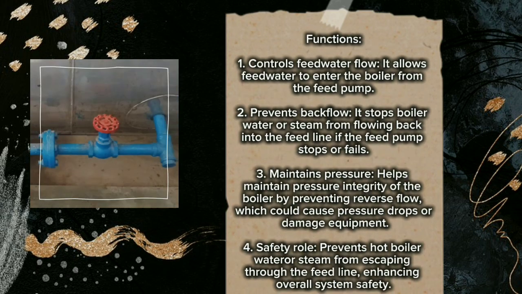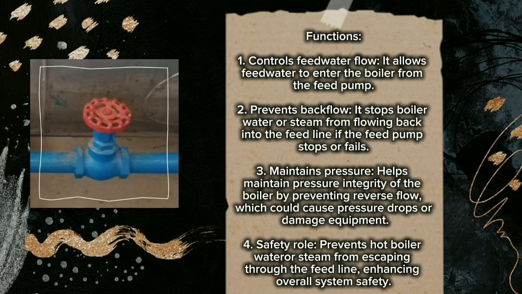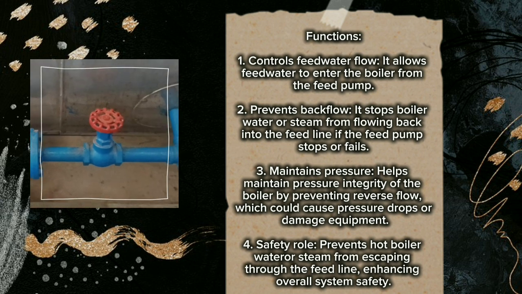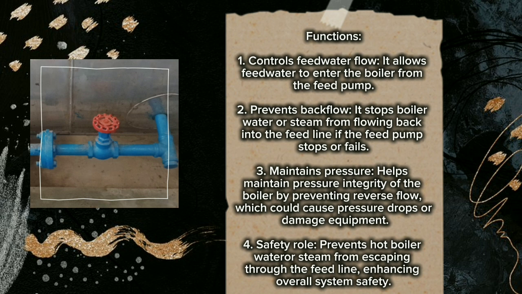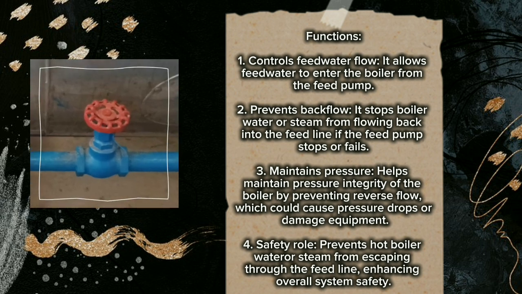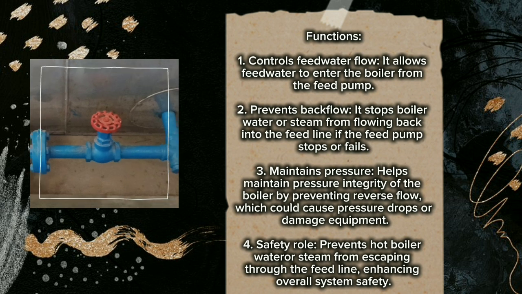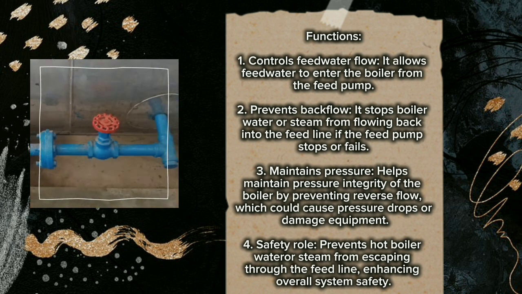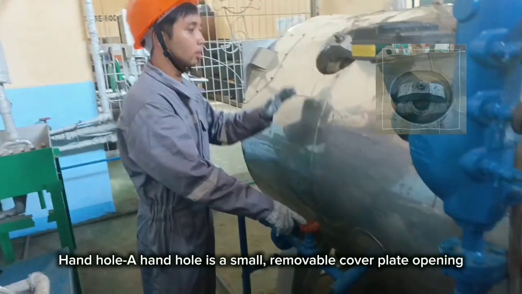Number 1, controls feed water flow. It allows feed water to enter the boiler from the feed pump. Number 2, prevents backflow. It stops boiler water or steam from flowing back into the feed line if the feed pump stops or fails. Number 3, maintains pressure. It helps maintain pressure integrity of the boiler by preventing reverse flow, which could cause pressure surges or damage equipment.